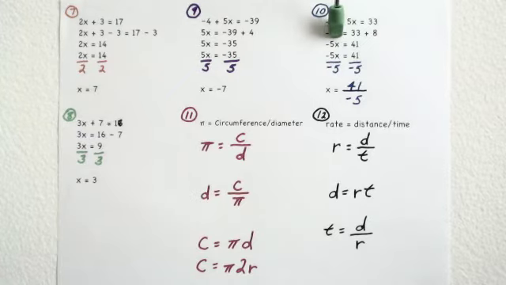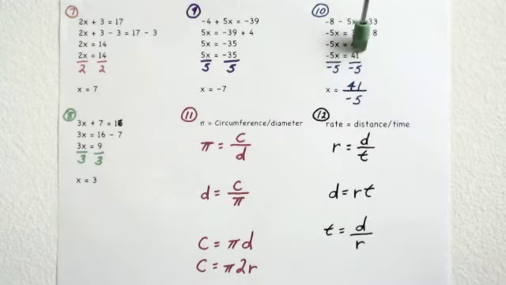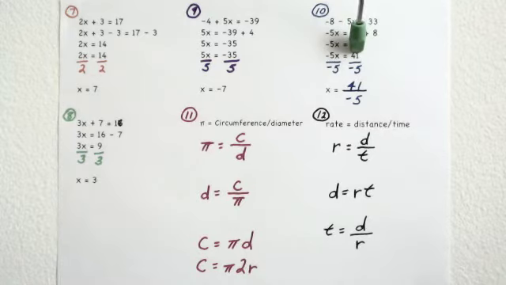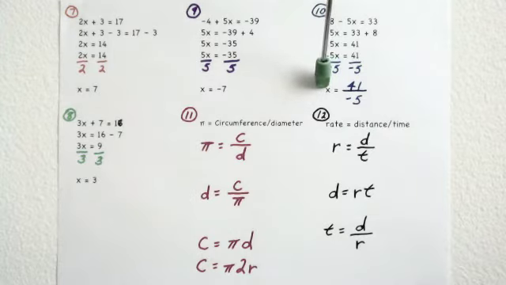The negative 5 is being multiplied to the x, so I must divide by negative 5 to get the x by itself. So negative 5x divided by negative 5. Now I must divide 41 by negative 5. Whatever I do to one side of the equal sign, I must do to the other side. Negative 5 divided by negative 5 is 1, so I'm left with x. And then I have 41 over negative 5.